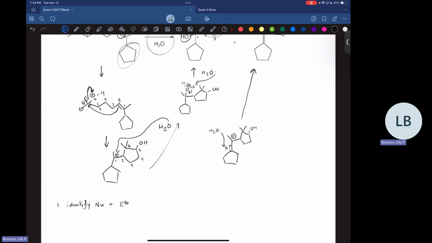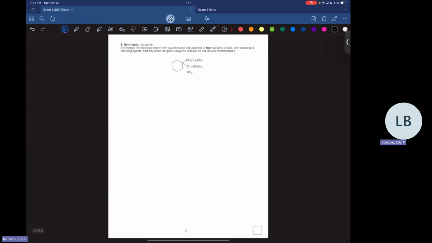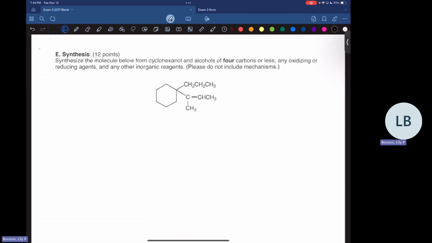Okay, I'm gonna go into synthesis. What are you guys feeling worst about for this exam? Which section? Mechanism and synthesis? Reactions. The overwhelming amount. Yeah. Reactions.